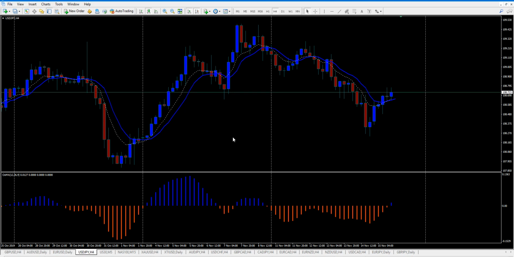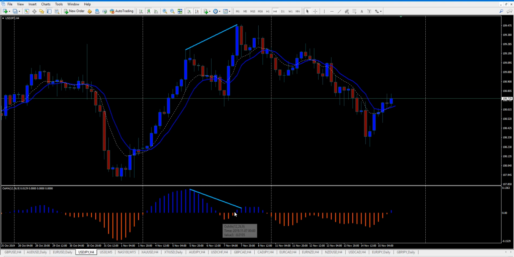Okay, so let's find the divergence first. We're going to get our little draw line tool. We're going to go from this high to this higher high, and from this mountain peak down to this smaller mountain peak down here. So, like they say, when you have divergence on the chart, you have a high and a higher high, and you have a high on the indicator of choice, and then a lower high on your indicator.